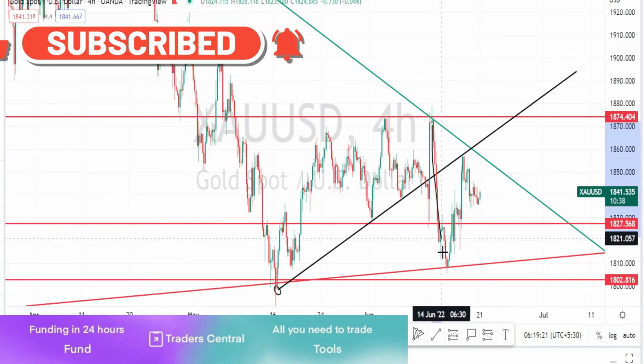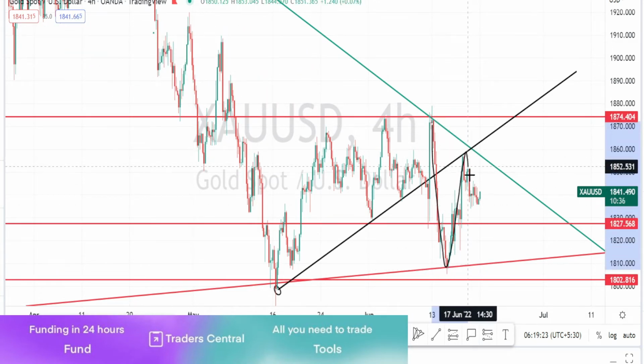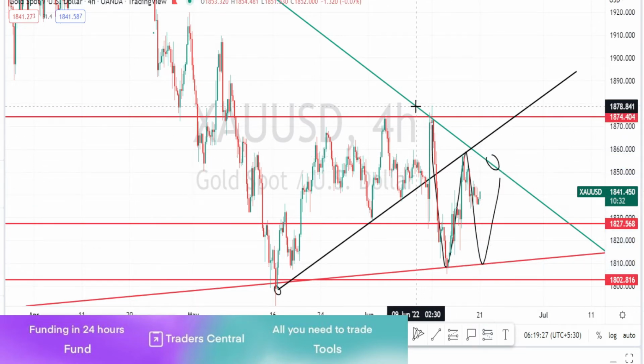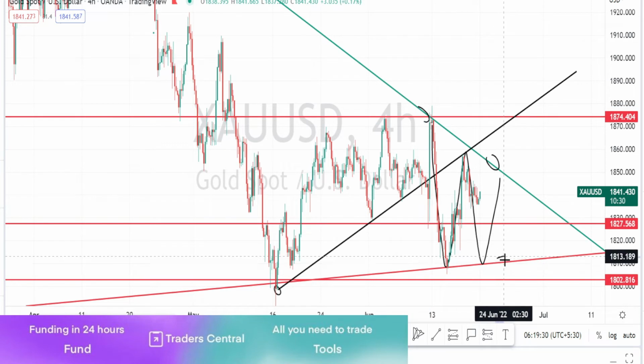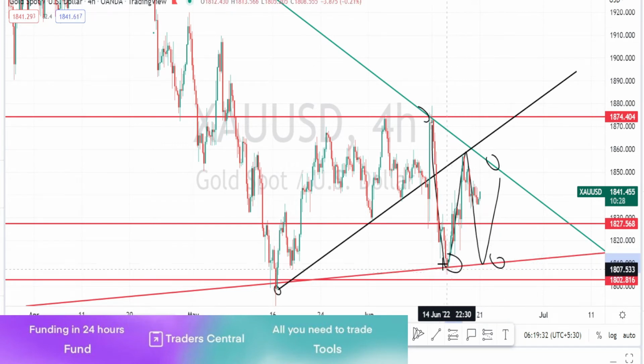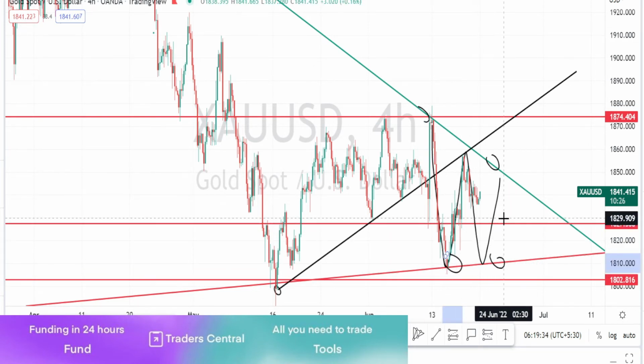But overall, when we look at the price action, it is under a consolidation within this resistance line from the daily time frame and trend line or support line from the weekly time frame. Within this, we have a very strong support level which is around 1827 and resistance level which is around 1874.